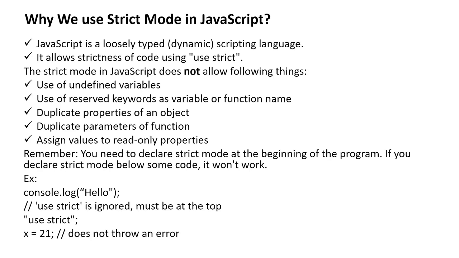So in the below example, we first write console.log hello. After that I have used use strict, and after that x equal to 21, so it does not give me any error, it directly displays 21 as an output.